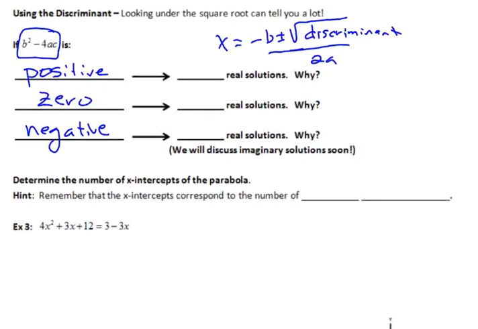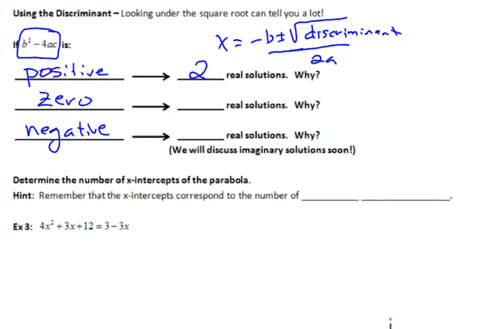So let's start with a positive. If I have a positive number under that radical, sometimes I'll be able to take the square root of that evenly, and sometimes I won't, but I always will get two real solutions. If I can take the square root, they'll be rational numbers. If I can't take the square root evenly, they'll be irrational answers. And that's just two branches of a real solution.